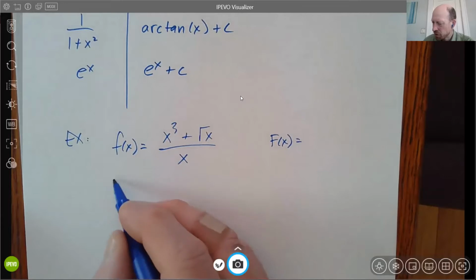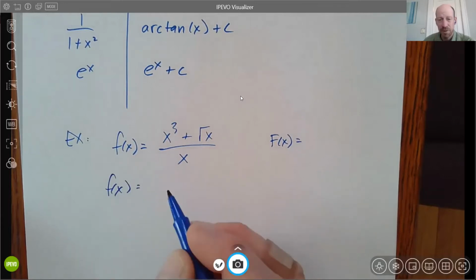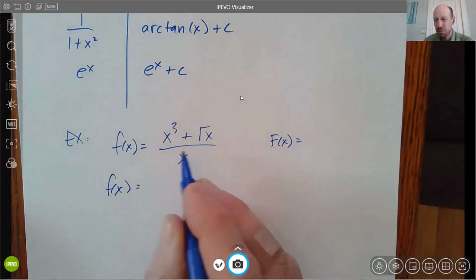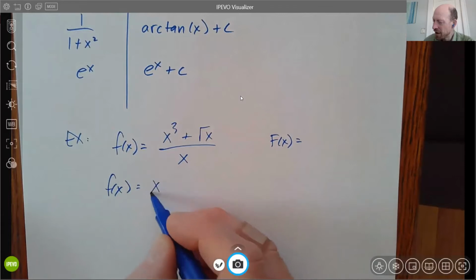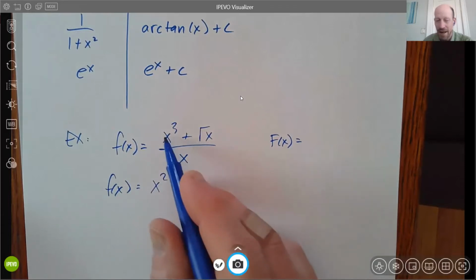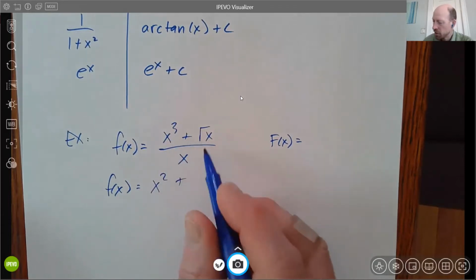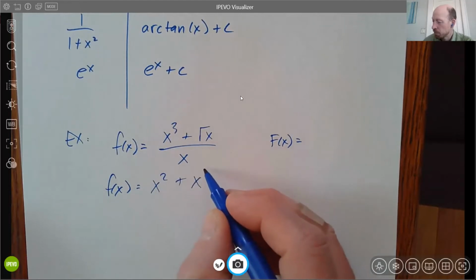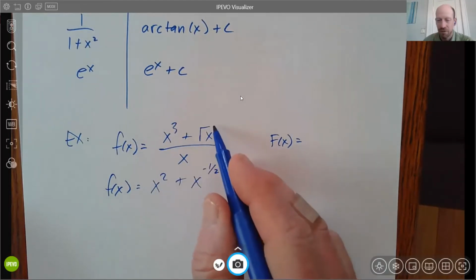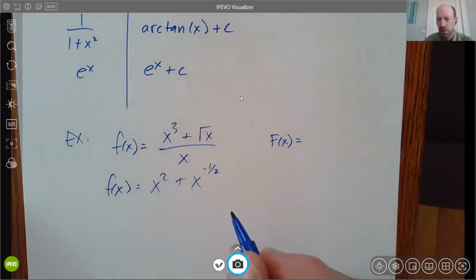So what I have to do here, and this is what we did in the beginning of derivatives too, is simplify this. I want to turn this into something nicer so that I can take the antiderivative in sections or parts. So if I divide that by x, I get x squared, and then the square root of x divided by x is x to the minus 1/2. I have x to the 1/2 on the top and an x on the bottom.